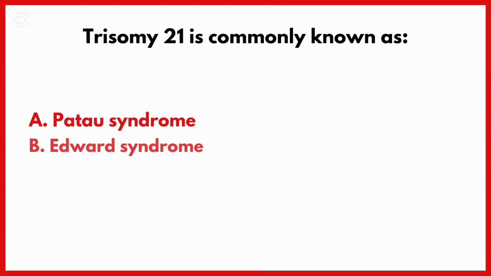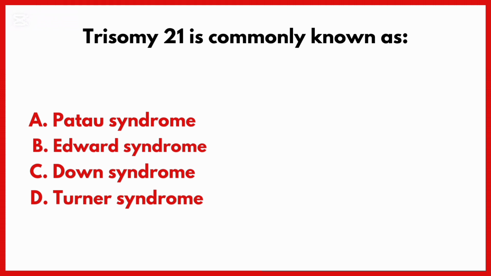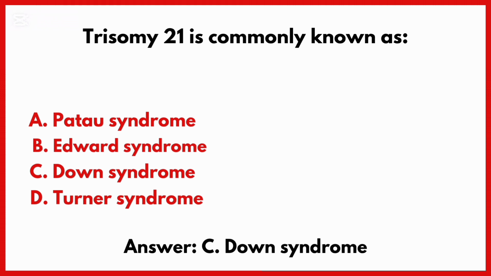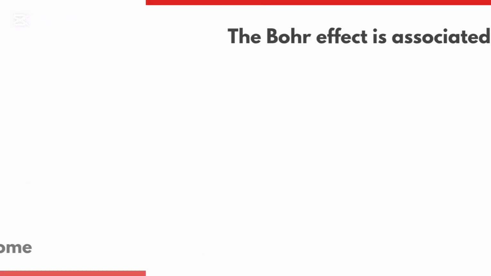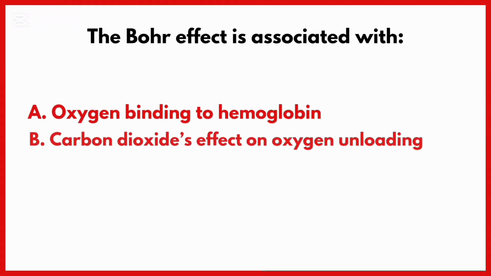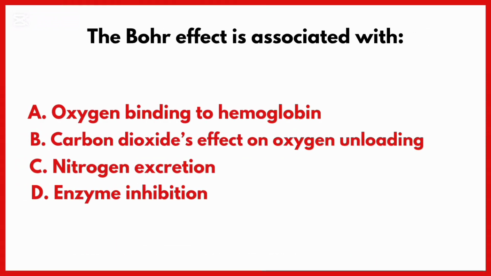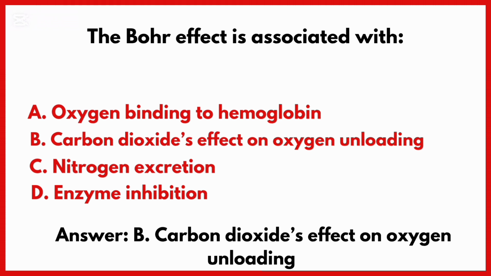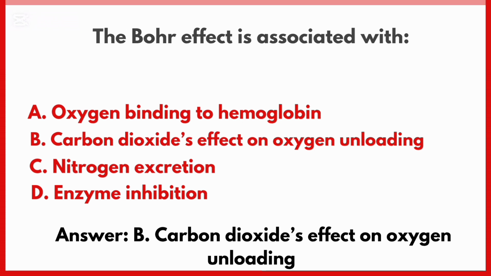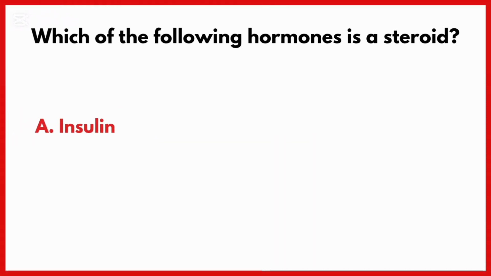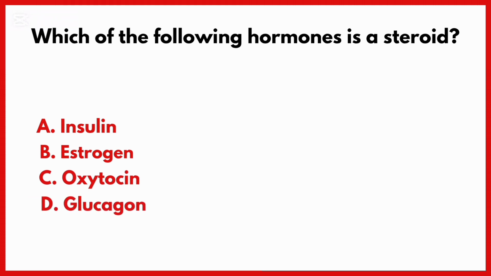Trisomy 21 is commonly known as. Correct answer is option C. Down syndrome. The Bohr effect is associated with. Correct answer is option B. Carbon dioxide effect on oxygen unloading. Which of the following hormones is a steroid? Correct answer is option B. Estrogen.